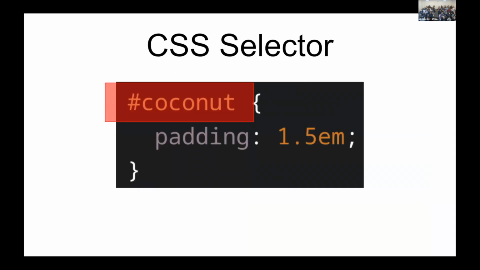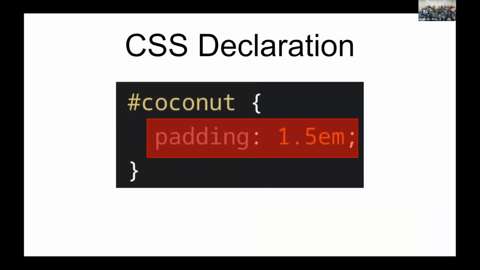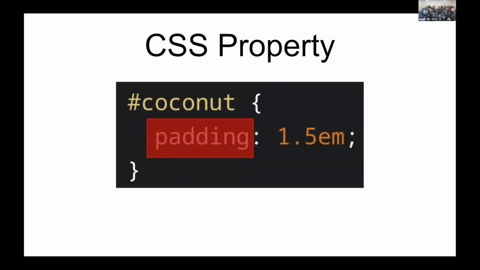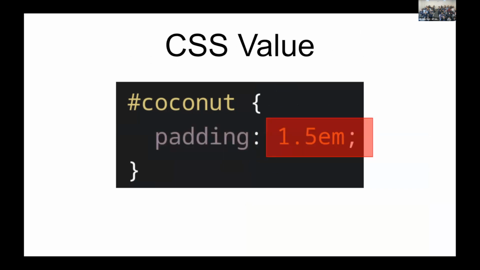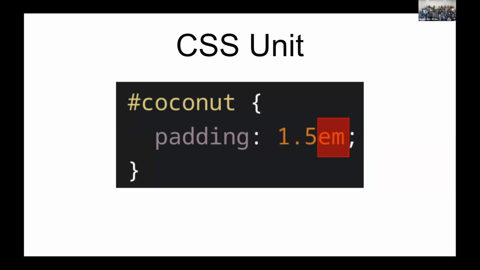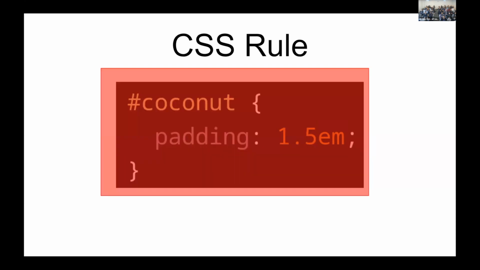We'll use some terminology here. So a selector is basically CSS telling us what HTML we're targeting. Then the declaration is basically the property and the value. So like padding 1.5 rem, or like your colors, or typography. And then you've got a unit for some values. And then the whole thing is a CSS rule.